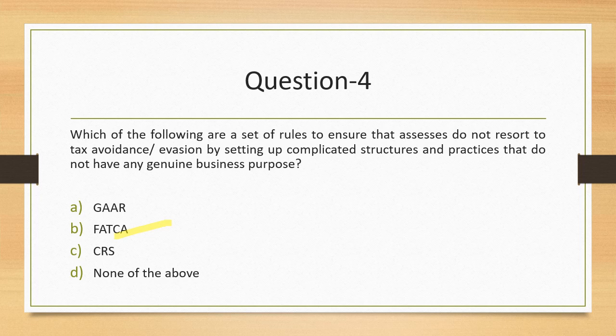So CRS is also a reporting format or a structure. What is correct here is the GAR. GAR is a set of rules created in India, which is Indian regulation, to ensure that assessees do not resort to tax avoidance. This takes us to question number 5.